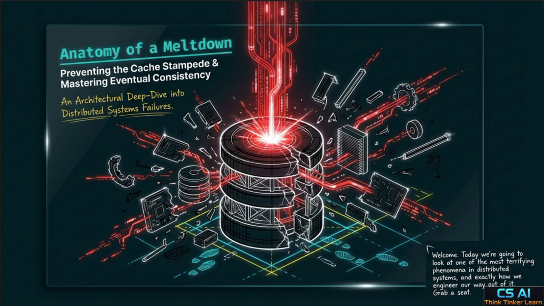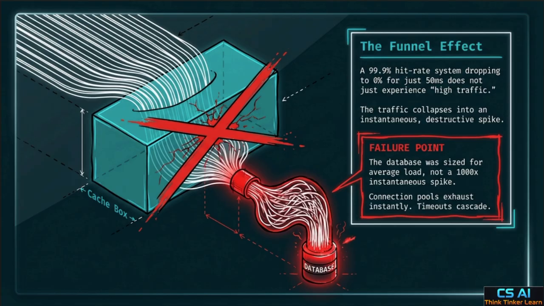Now coming back to our topic for the day, which is the anatomy of a meltdown, particularly for cache stampede. First, let's talk about the funnel effect. Imagine you have a system with 99% cache hit rate. If that hits 0% for even just 50 milliseconds, you aren't just dealing with high traffic, you're dealing with a destructive, instantaneous spike.